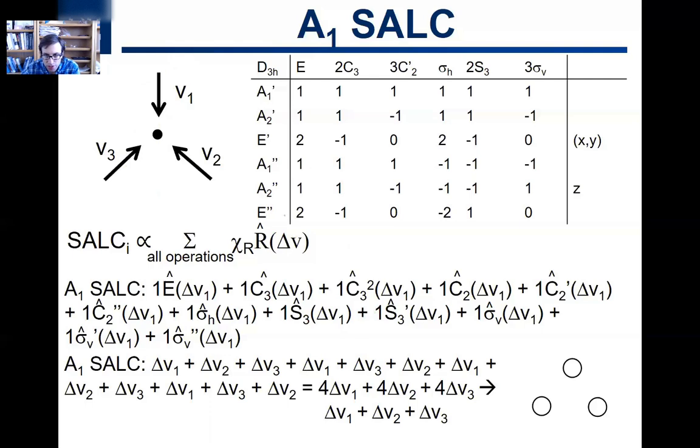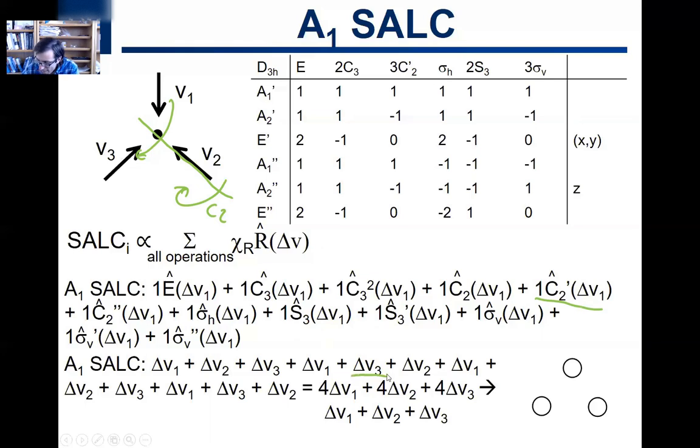Next one is a C2 prime. I'm going to call it this one. Let's see. Yeah, let's do that one. And there's a C2 there. That's going to take V1 and spin it, right, to V3. So this C2 prime became V3, and there it is.